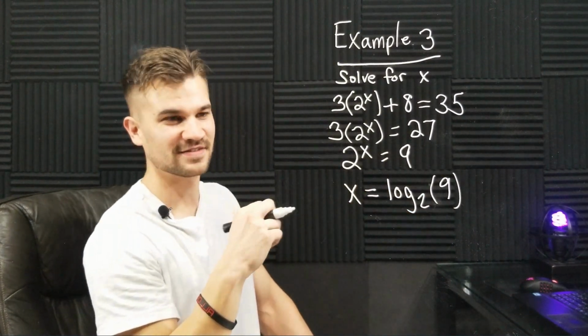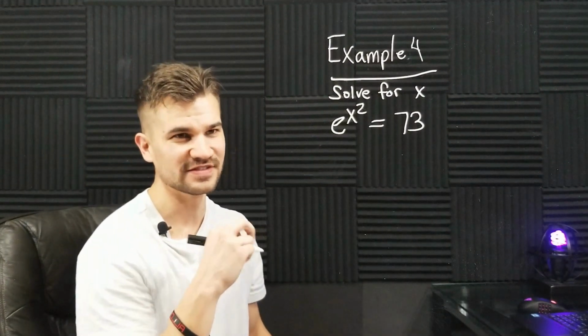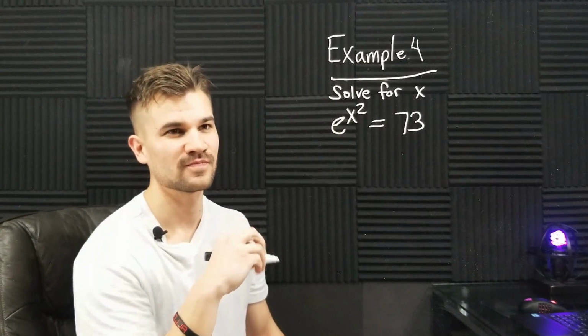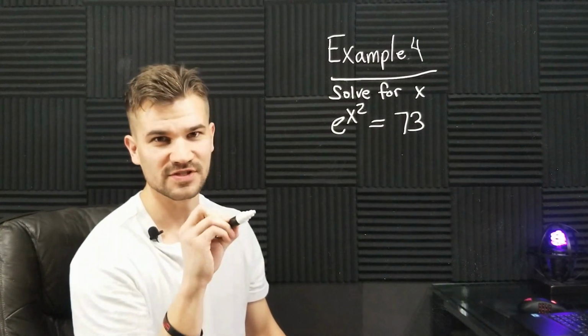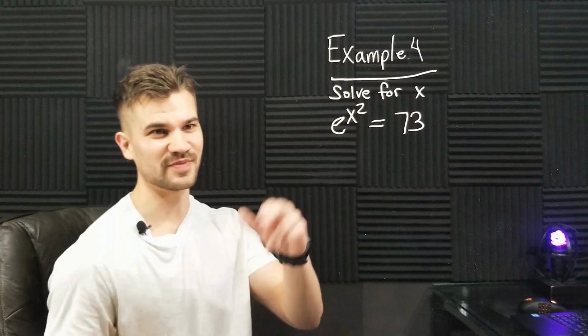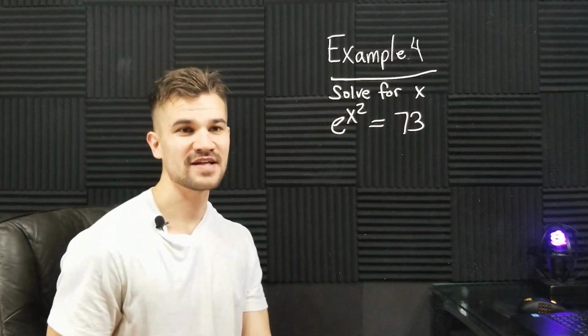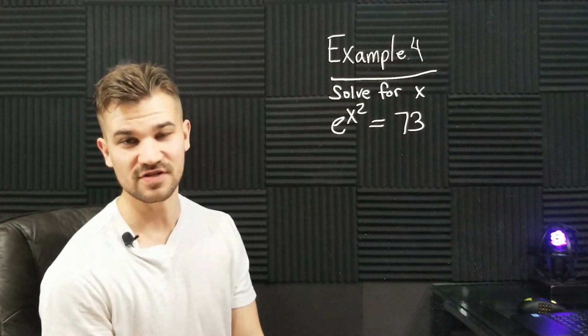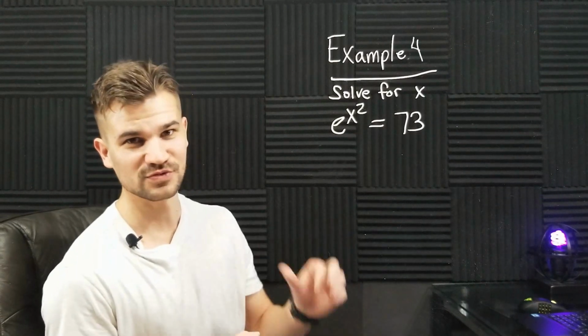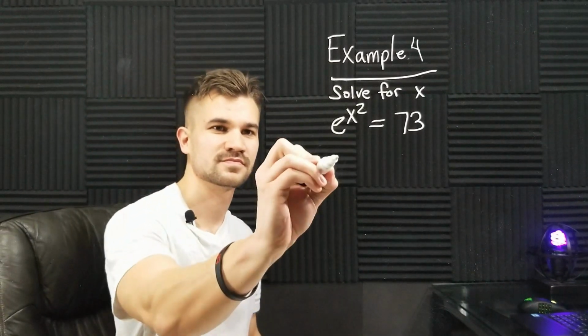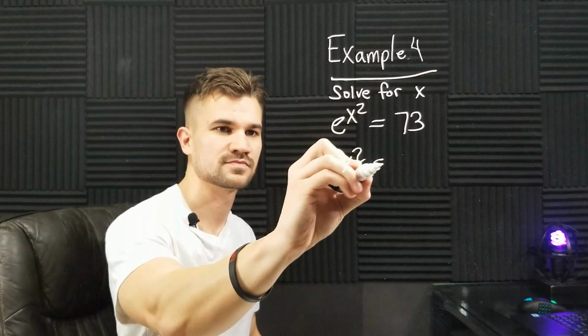Oh my goodness, look at this equation. Okay, so we have x, then we square it, then we exponentiate with a base of e. So the opposite of that is a logarithm with a base of e, which is the natural log. So we'll take the natural log of both sides.